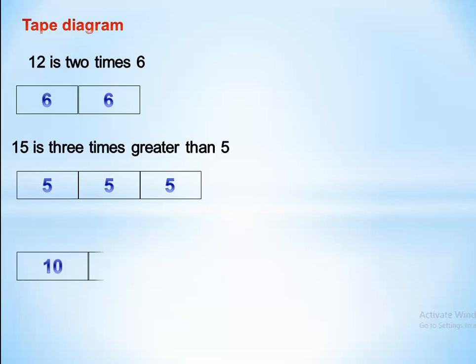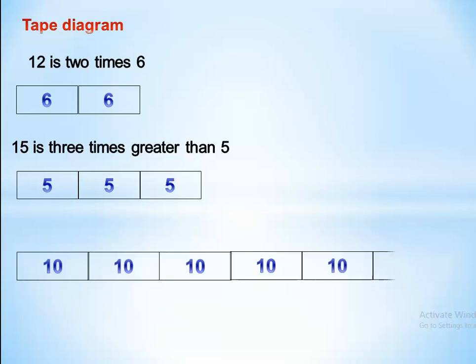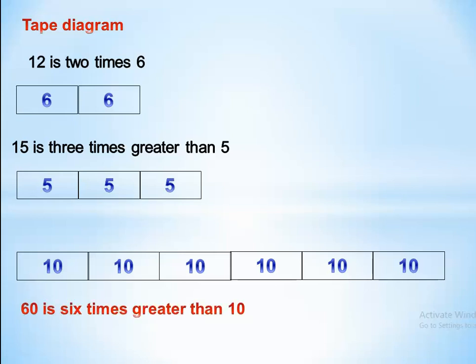Okay, let's see this. 10 repeating how many times? 6 times. So here we have 10, 20, 30, 40, 50, 60. So 60 is 6 times. Why do we start with 6? Because 6 is the repetition. 60 is 6 times greater than 10.